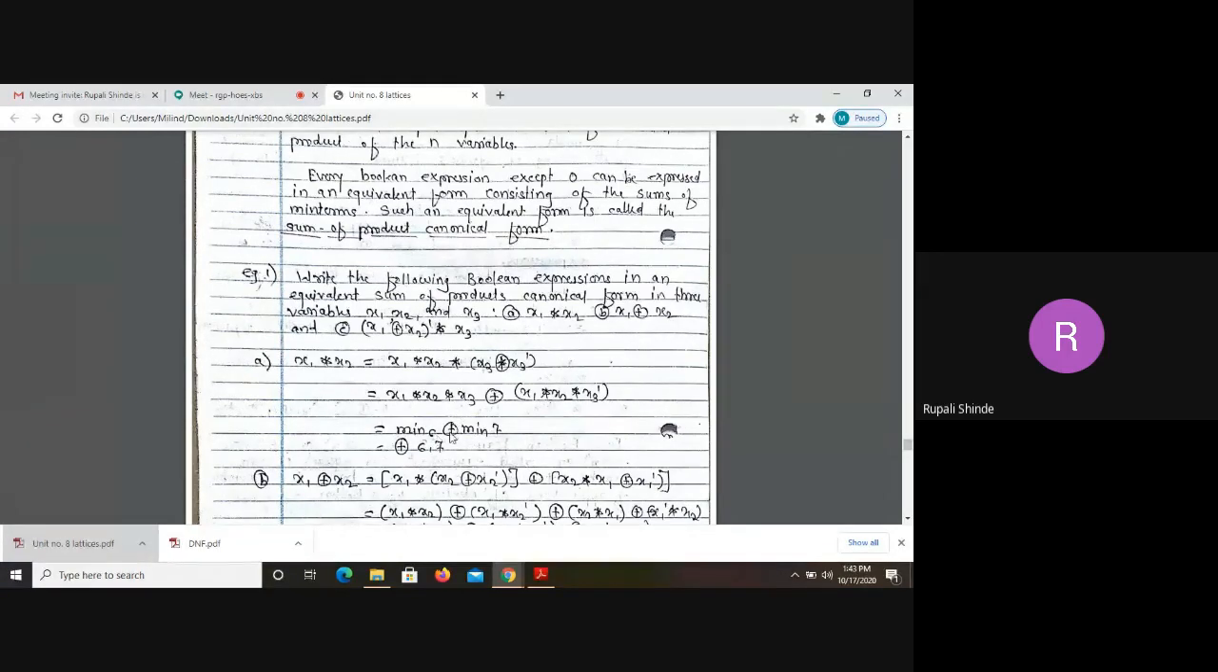So again, we can minimize this representation as XOR 6, 7. So this is the final answer. If you solve this question up to this step, then you will get full marks. Have you understood?